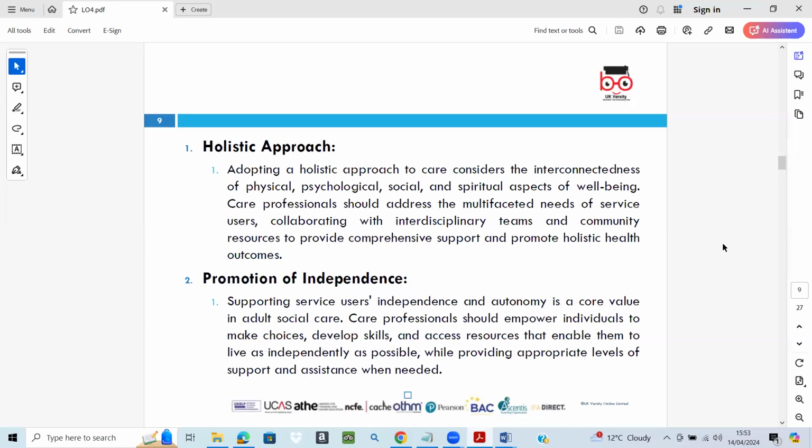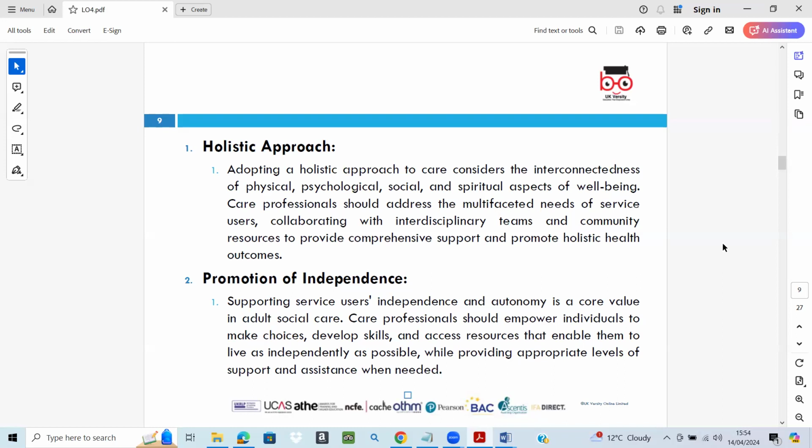Then in the next slide, we have to discuss holistic approach and promotion of independence. Adopting a holistic approach means recognizing that an individual's well-being is influenced by not only physical but also psychological, social, and spiritual factors. By addressing these interconnected aspects, care professionals can provide more comprehensive support that truly caters to the diverse needs of the service user.